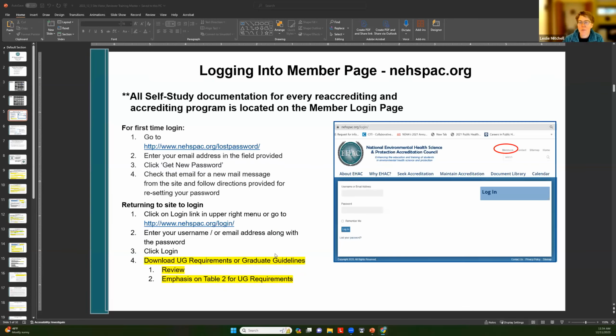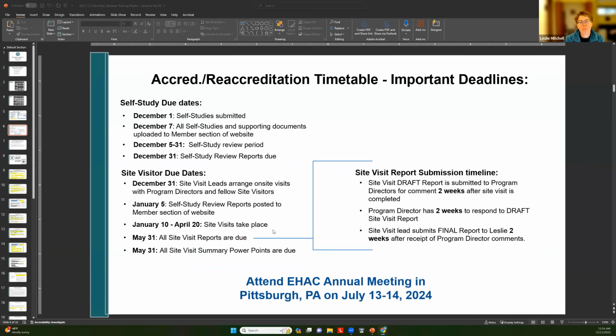And again, all of this information is located under the members section. When you go to the website, you just press members, click on that, and that takes you to that page.